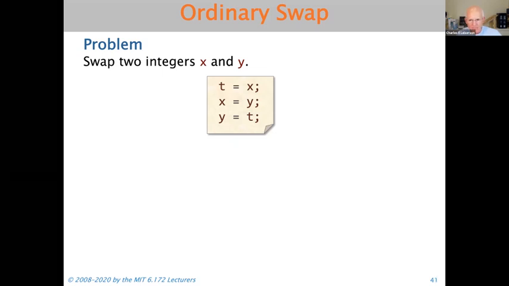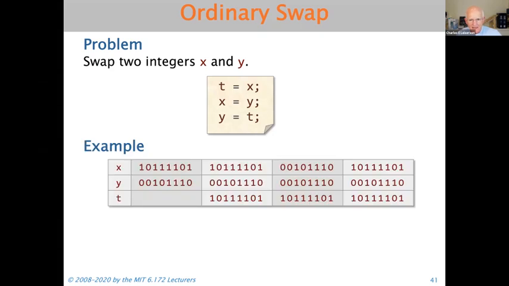So here's an example. In the first numerical column, we have the original inputs of X and Y. In the second column, we compute the value for T by setting it to the value of X. Time is going to the right here. The values of X and Y don't change when we do that. Next, we set X to be the value of Y, and now X has the value it should. And then we set Y to be the value of the temporary.